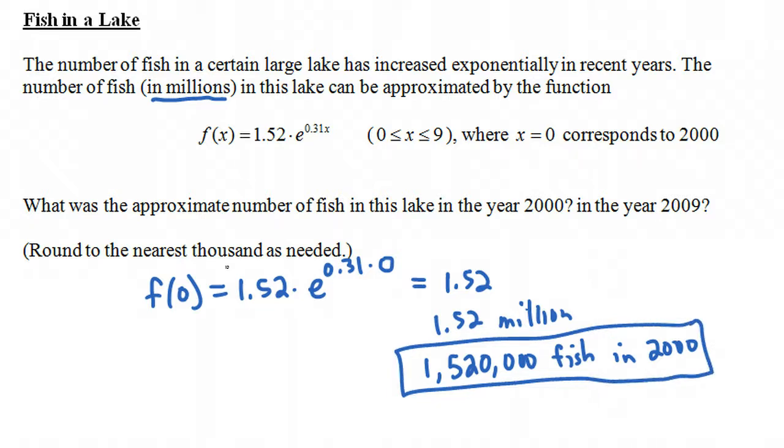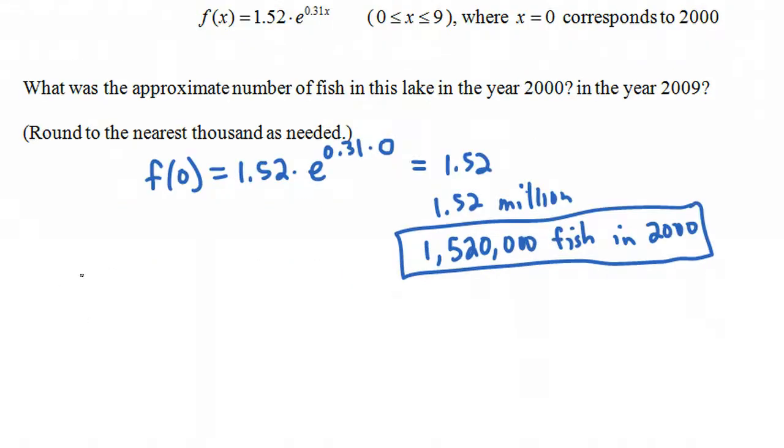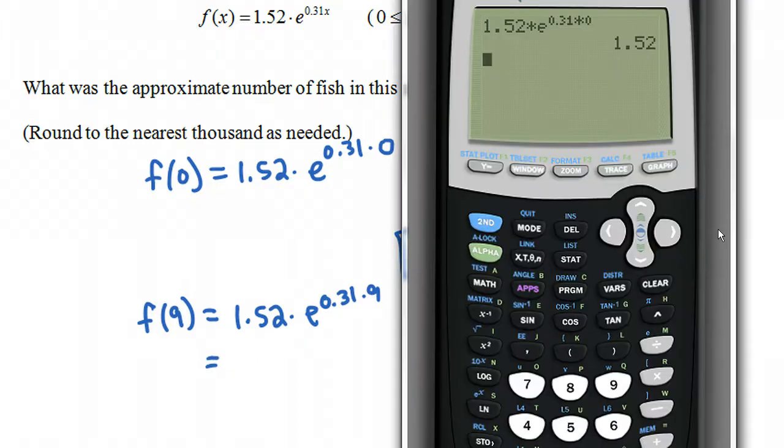Now how many fish are there in the year 2009? Well, we need to find f of 9, because x equals 9 is going to correspond to the year 2009. So let's plug it in. We're going to have 1.52 times e to the 0.31 times 9. What is that equal to? So let's plug this in our calculator.